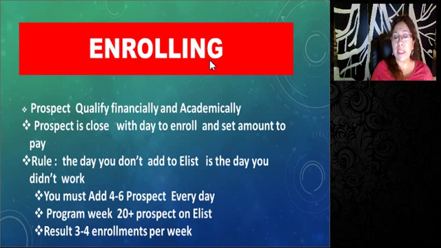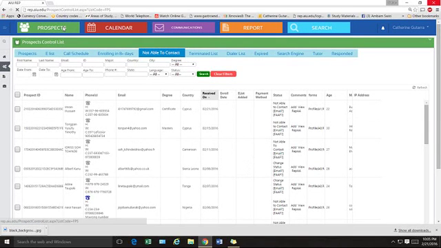Out of those 25 possibilities, at least 3 to 4 are definitely going to pay, and some of them might ask you for extra time or an extra week to finalize the payment. And that's how you increase your people. Now the week that you only add 5 people the entire week, that's the week that you're not going to enroll. So you definitely need to work every single day and add enrolling people who qualify as prospects, academically and financially, and who are closed with the day.